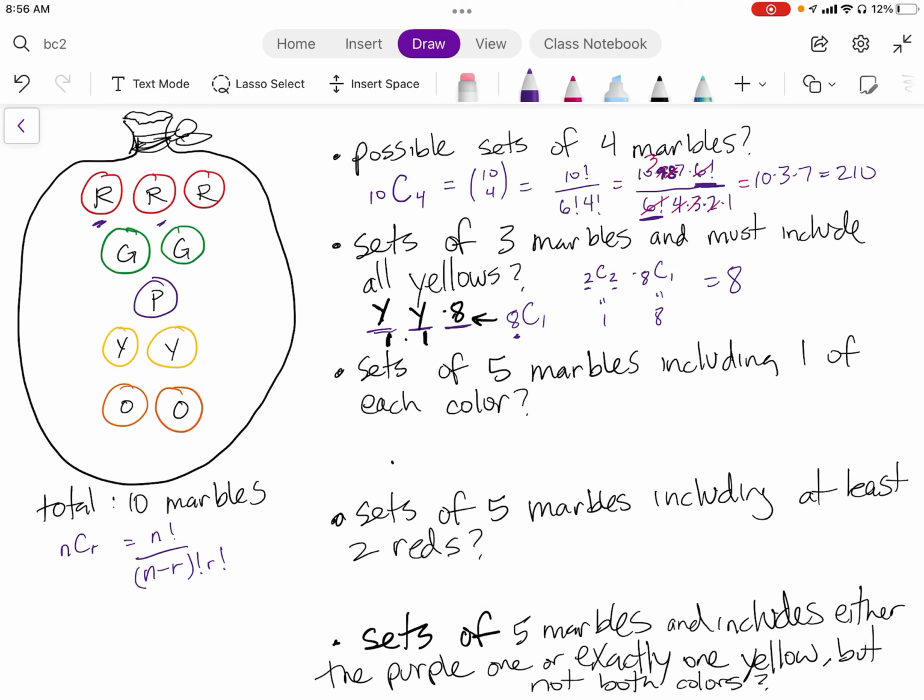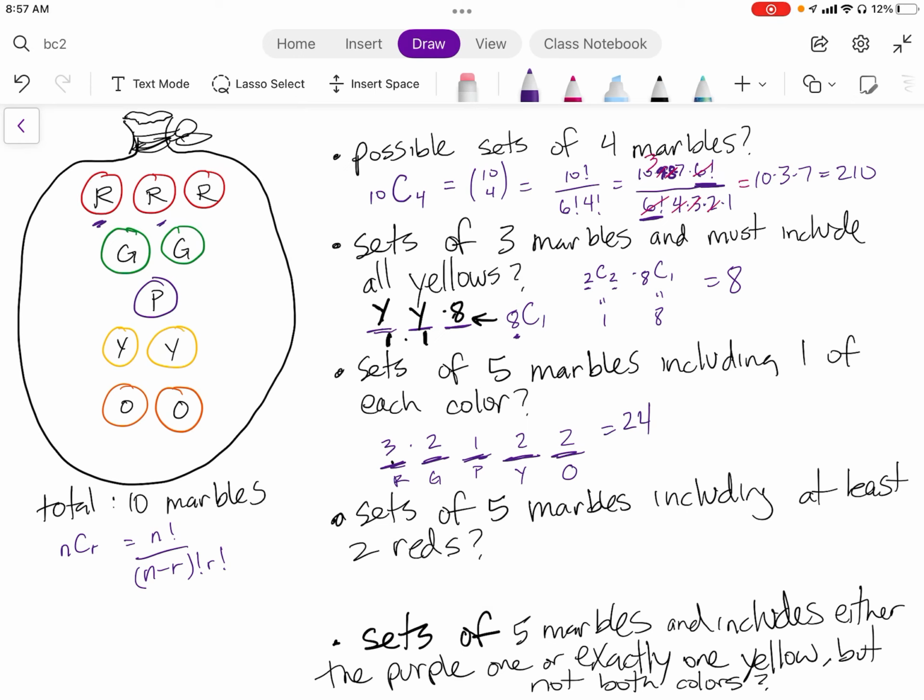So really what you're thinking about here is, if I do it that way, like we did above, right? I need 5 marbles, 1 of each color. So for red, I have 3 choices, right? For green, I have 2 choices. So those are my red, those are my green. For purple, I have only 1 choice. For yellow, I have 2. And for orange, I have 2. We multiply 3 times 2 times 1 times 2 times 2, and you get 24.